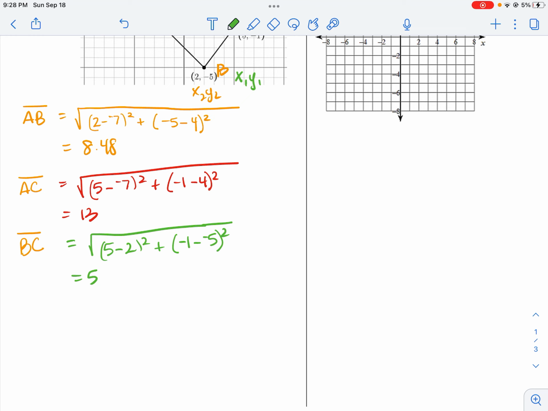So when we add them all together, the total perimeter is 8.48 plus 13 plus 5. That's 26.48, which rounds to 26.5.